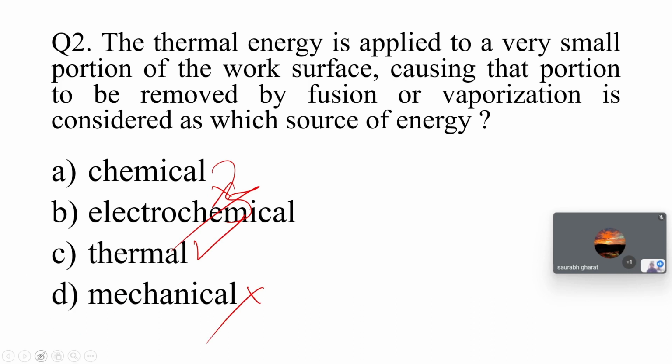Why? Because what is happening here? You are using thermal. You have mentioned that thermal energy is applied. So the source of energy is thermal. Thermal energy applied to a very small portion of the surface, removing the portion by fusion or vaporization. So thermal energy to get the fusion or vaporization is called thermal. The source of energy will be called the thermal source of energy. Okay, the thermal part is correct.